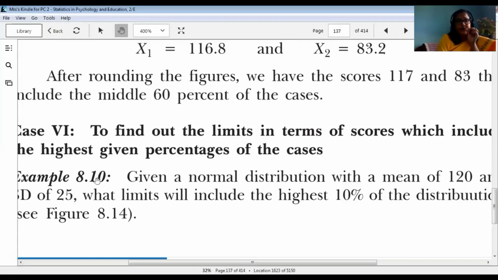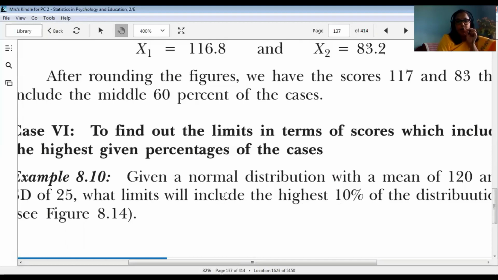So I'll show one example of this application. Here you see, given a normal distribution with a mean of 120 and SD of 25, what limits will include the highest 10% of the distribution? It means you need to find out the upper limit which cuts the highest 10% of the distribution. It may be the upper limit as well as the lower limit too.